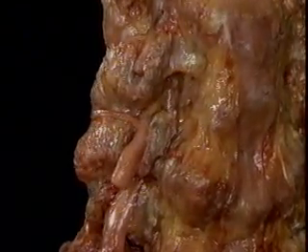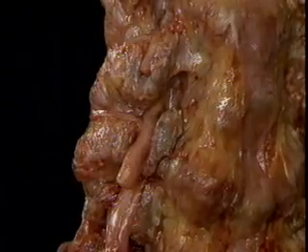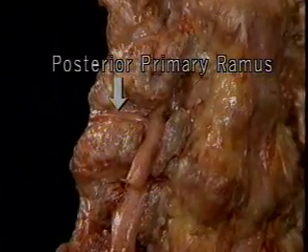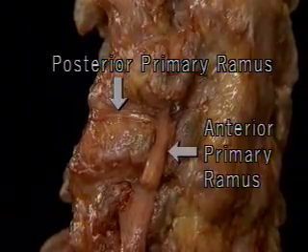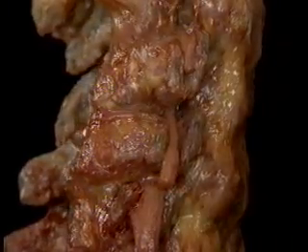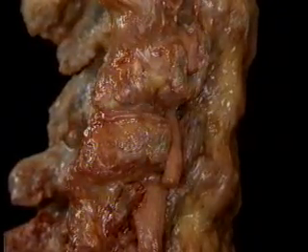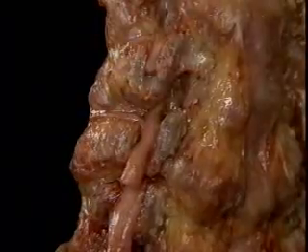As the spinal nerve emerges, it divides into this small posterior primary ramus and this much larger anterior primary ramus. The posterior primary rami of the spinal nerves pass backward to supply the muscles and skin on the back of the body. The anterior rami pass forward and laterally to supply all the rest of the body.